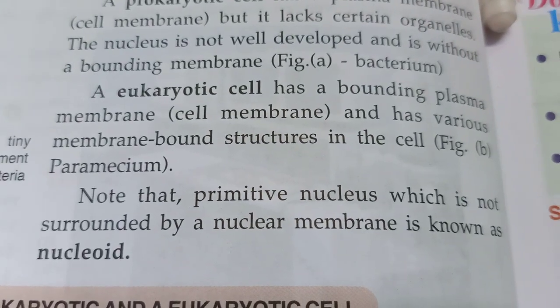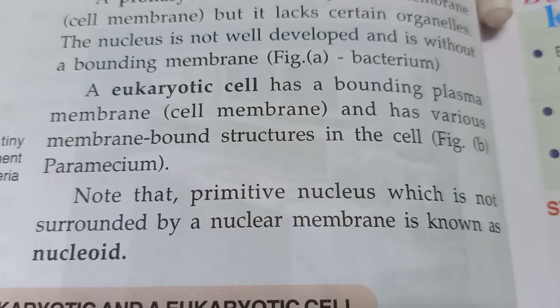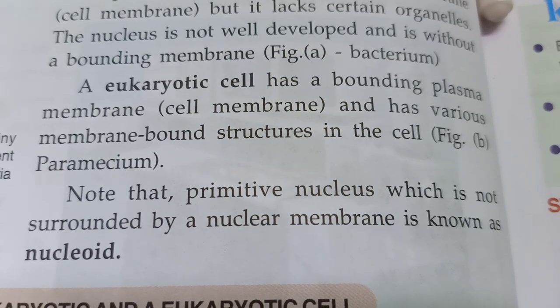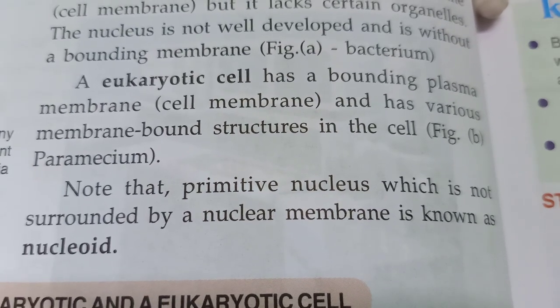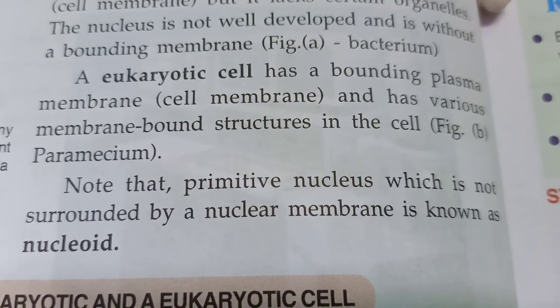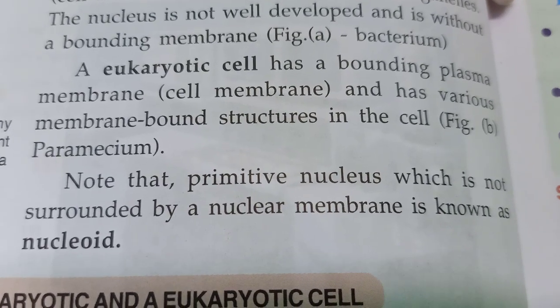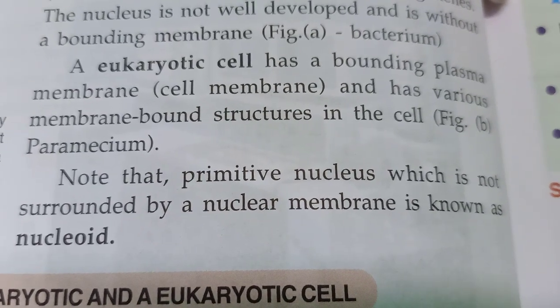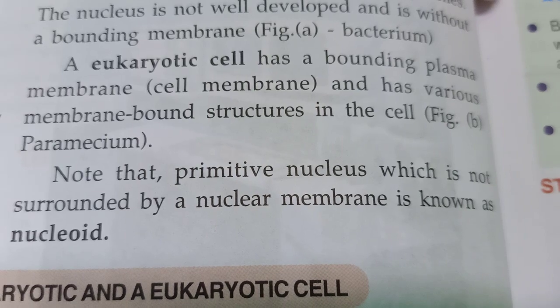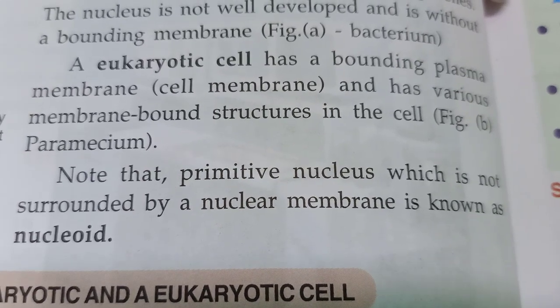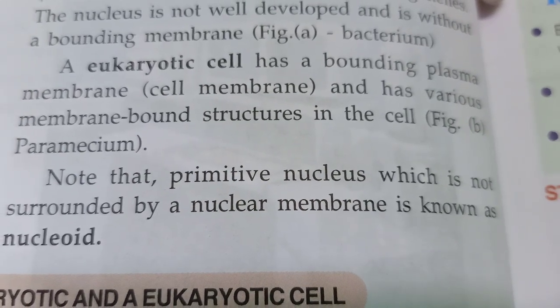The other thing is that the primitive nucleus, which is not surrounded by a nuclear membrane, is known as nucleoid. So you have to learn this definition. This is the definition of nucleoid: the primitive nucleus which is not surrounded by a nuclear membrane is known as nucleoid.